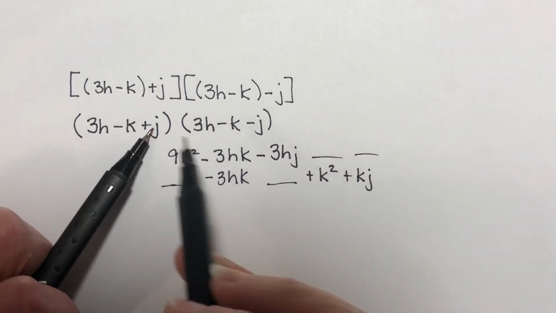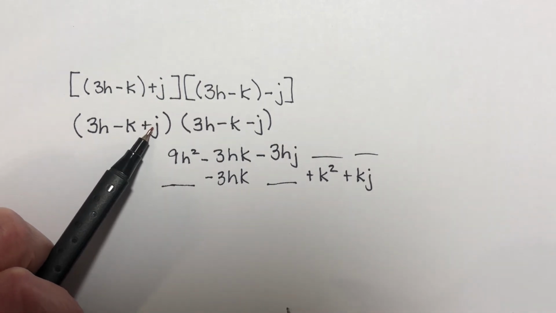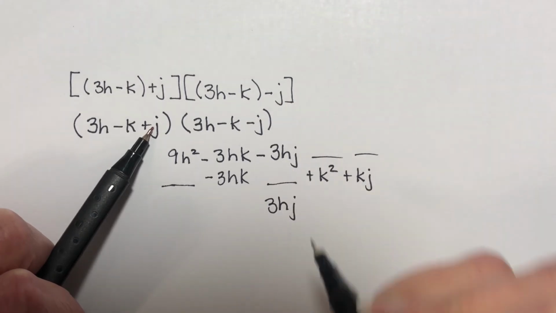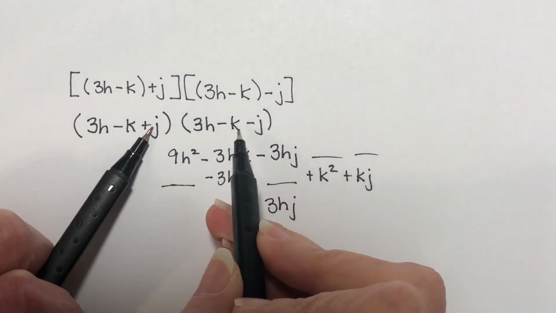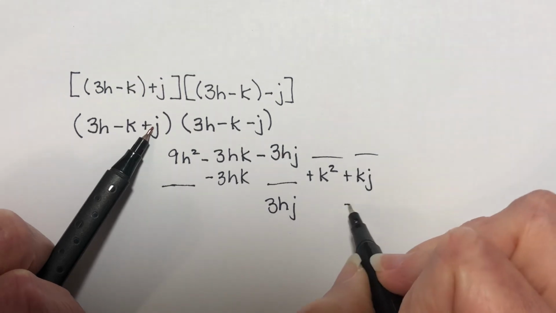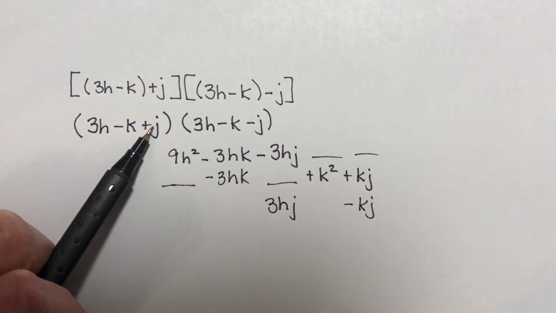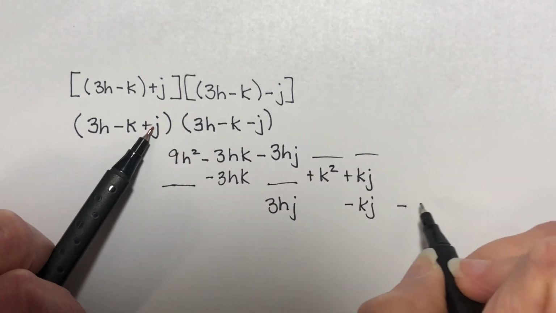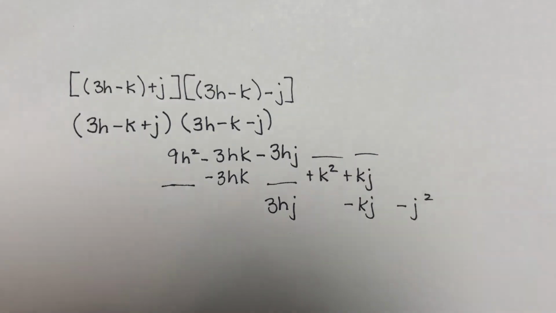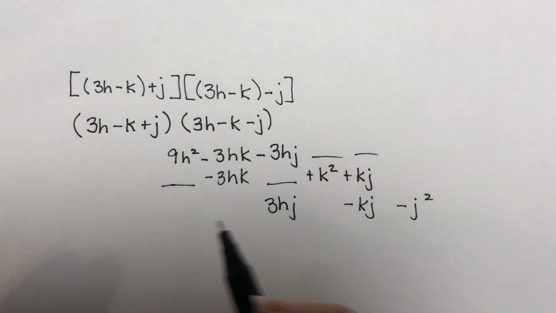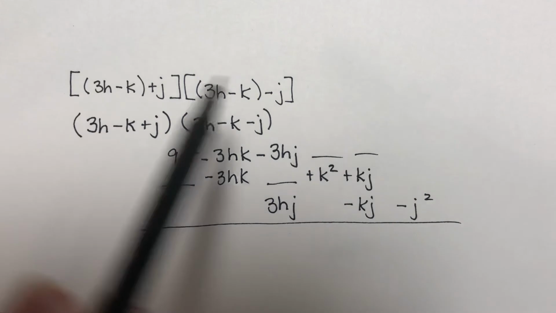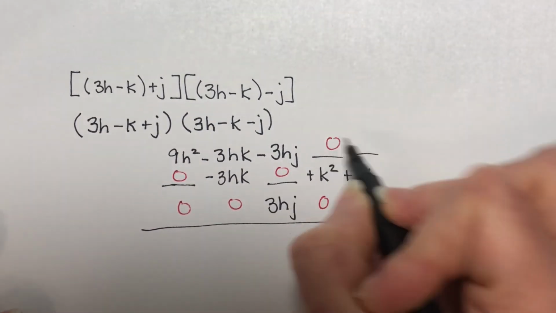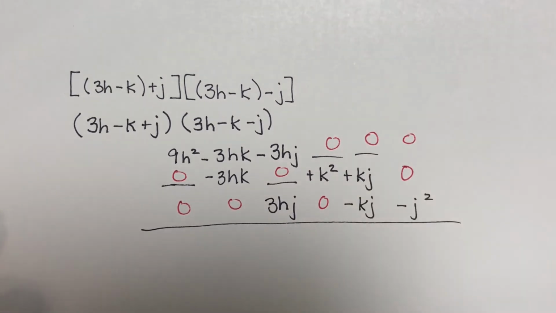Now distribute the j. J times 3h will be 3hj. Lining it up with that one. J times the negative k is going to be minus kj, and then j times j that's going to be a negative j squared. Okay, so I'm going to add all these together, and it might look a little bit complicated right now. What I'm going to do is I'm going to put in some zeros where I don't have things to add, just so you can see it a little bit better.